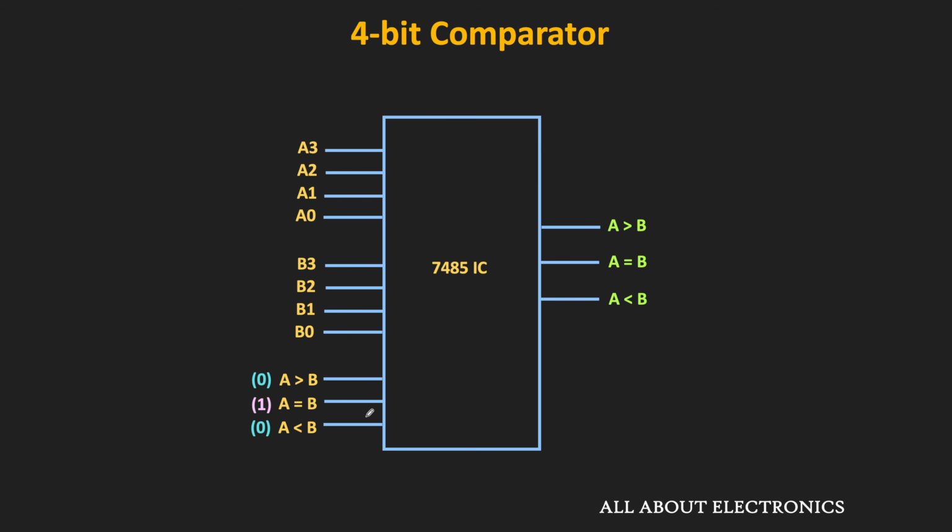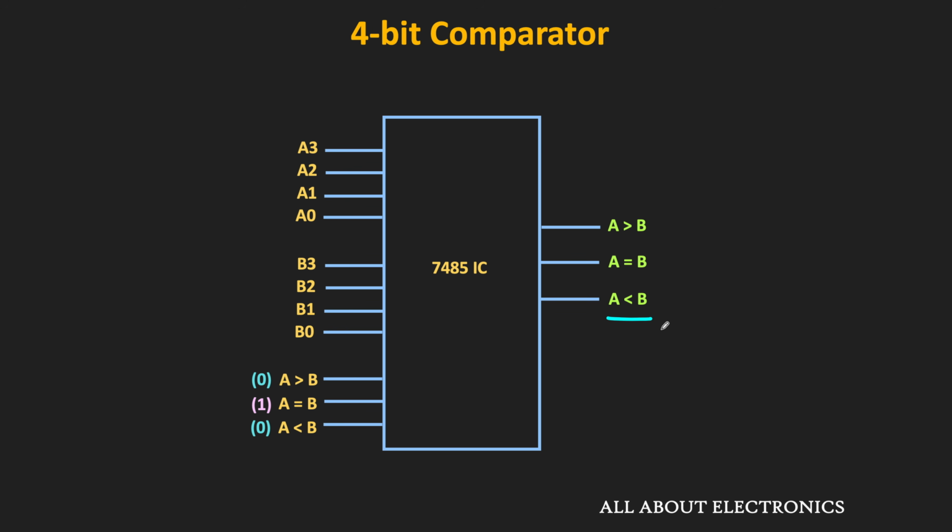Using this IC, we can compare two 4-bit numbers. When the number A is greater than B, then the output A greater than B will become high. Likewise, if both numbers are equal, then the A is equal to B output will become high. On the other hand, when the number A is less than B, then the last output, that is A less than B, will become high. So in this way, using this 7485 IC, we can easily compare two 4-bit numbers.